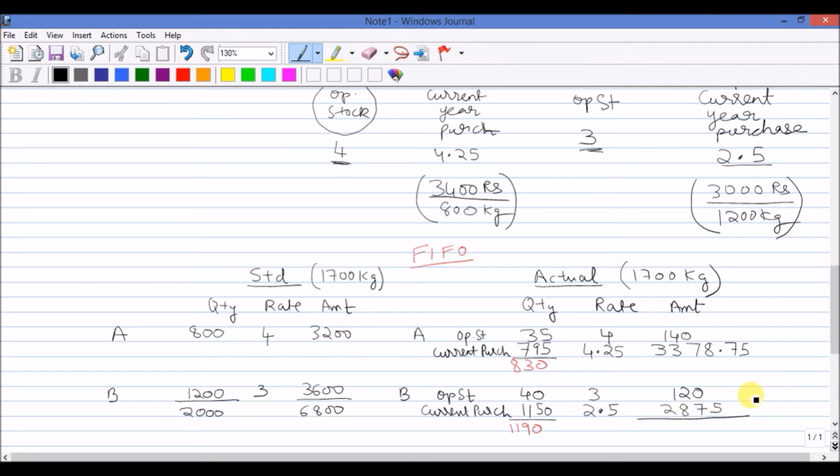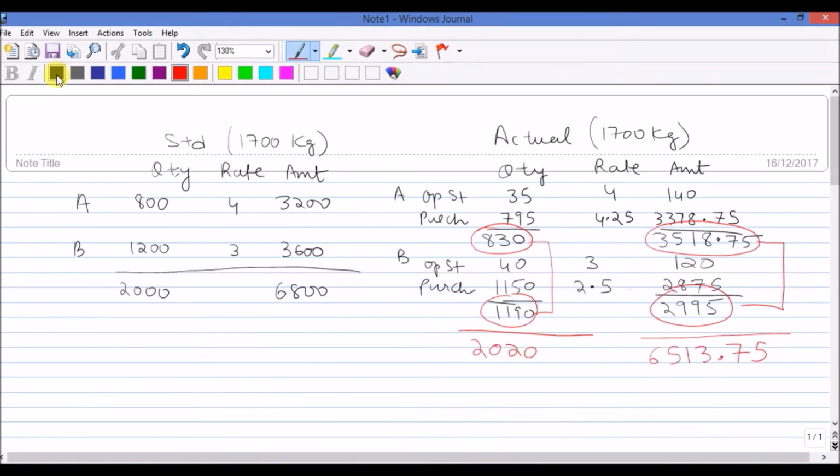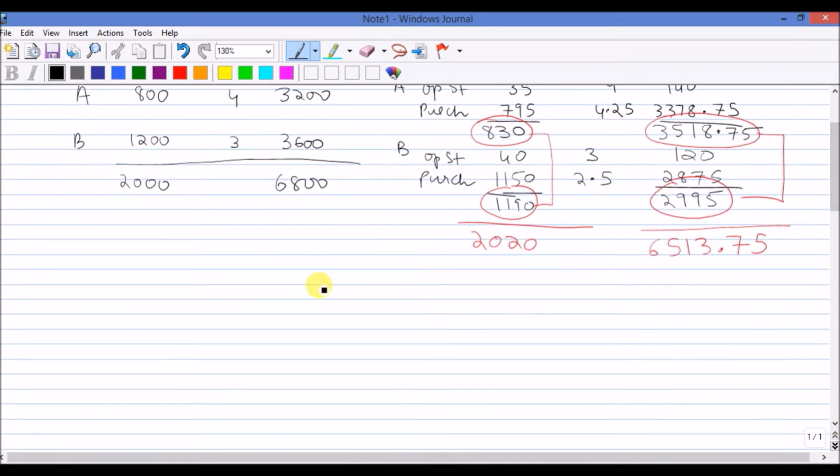Then we are going to get the total. So I'm going to add everything here. All these things are going to be added. So it's 140 plus 3378.75 plus 120 plus 2875. So I'm going to get 6513.75. So yes, we are done with. So now we are going to start the material cost variance.